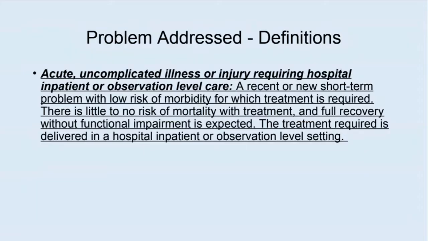Here is another condition. This acute uncomplicated illness or injury requiring hospital inpatient or observation level care, a recent or new short-term problem with low risk of morbidity for which treatment is required. There is little to no risk of mortality with treatment, and full recovery without functional impairment is expected. The treatment required is delivered in a hospital inpatient or observation care. This is a condition much like the last one, but treatment must be delivered in a hospital or inpatient or observation setting.